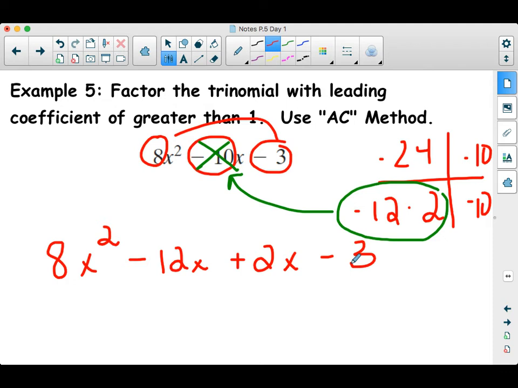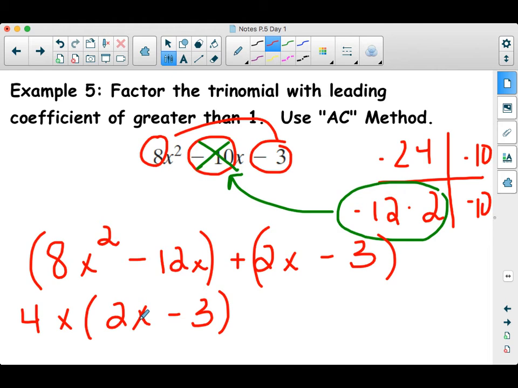So now you have a quadnomial, which is 4 terms. You're going to continue now with grouping. So we're going to group the first two terms together and then group the second two terms together. Now we take out their greatest common factors, your GCFs. So in the first group, our GCF is 4x. So we're left with 2x minus 3.